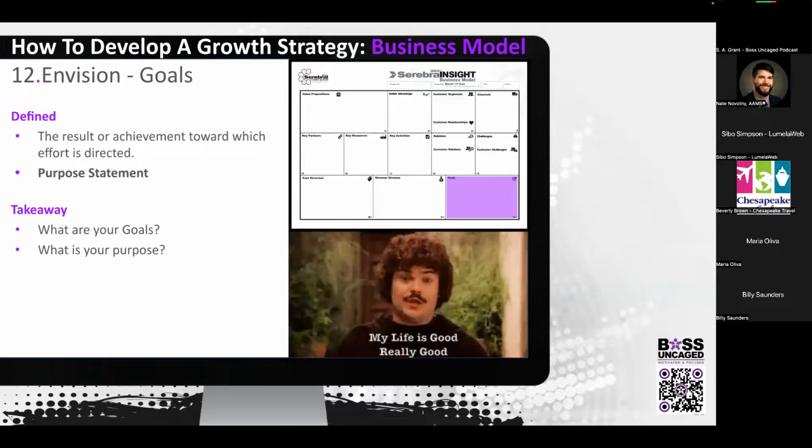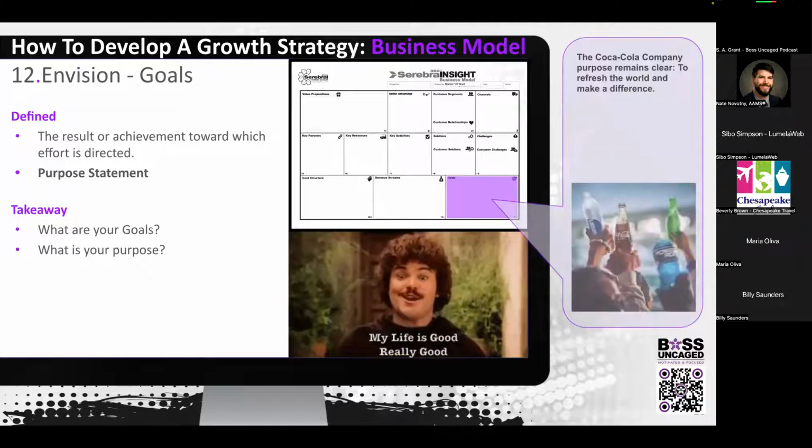And last but not least is the vision. Like, what is your purpose statement? Again, you have your vision statement, but your purpose statement is essentially a bit different. It kind of outlines and states your goals for your company and the goals of your aspirations for what you want to do with your particular clients. And obviously with Coke, their purpose statement is essentially to refresh the world and make a difference.